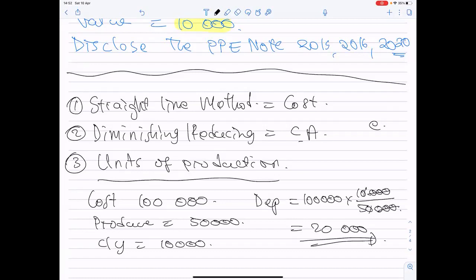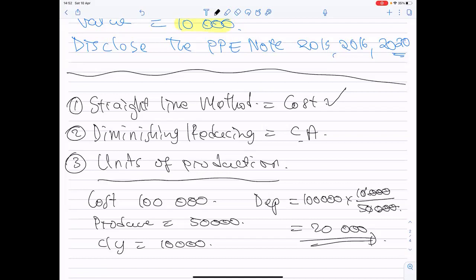Yes. Are we together? Now, the diminishing balance method, in many cases, they don't usually bring it, but if it is brought, you just know that you have to calculate the carrying amount. Are we together? The straight line method is the one that they prefer. So in the straight line method, we charge our depreciation based on the useful life of the what? Of the asset.